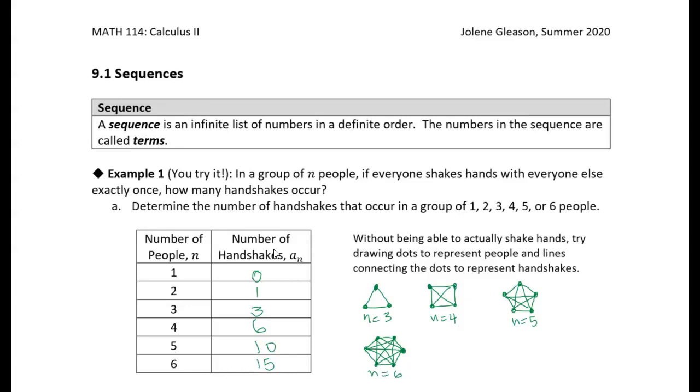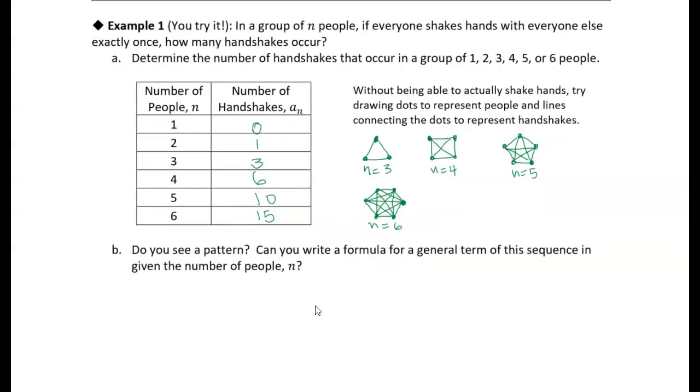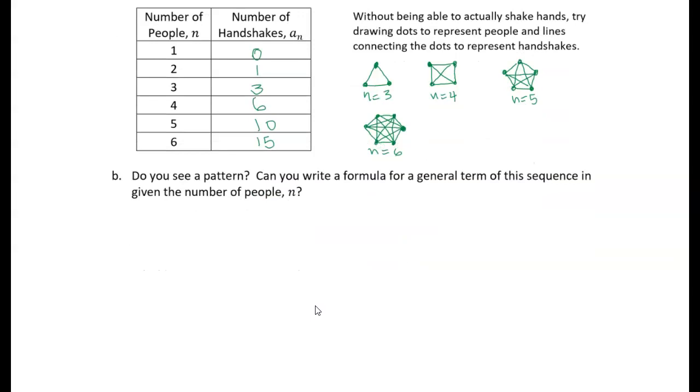All right, so we have a pattern here. We have a list of numbers, so we have a sequence, right? And they're in a definite order because each number in the sequence corresponds to the number of people in the group. Now, as you were going through this, did you find a pattern?